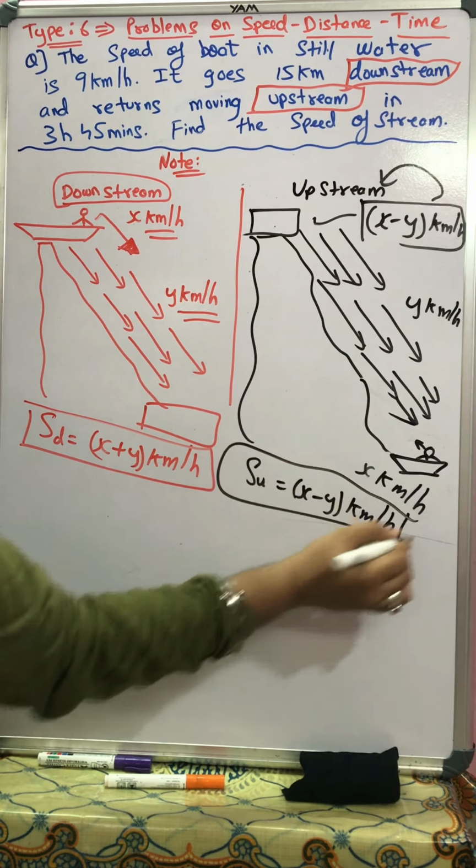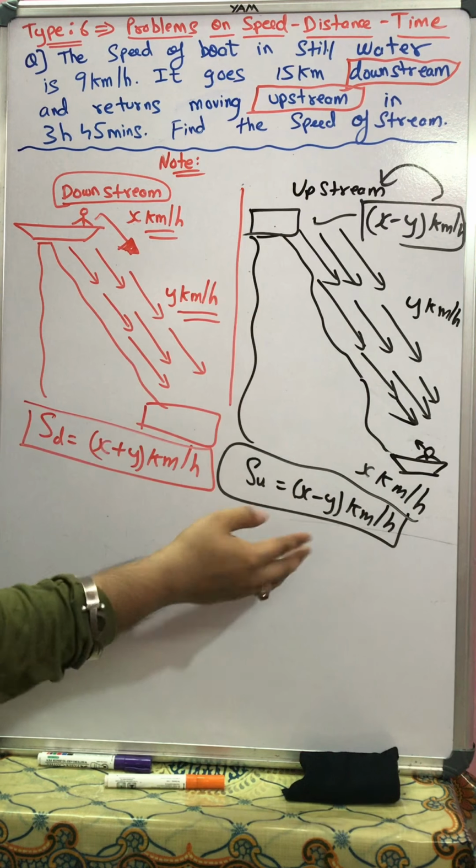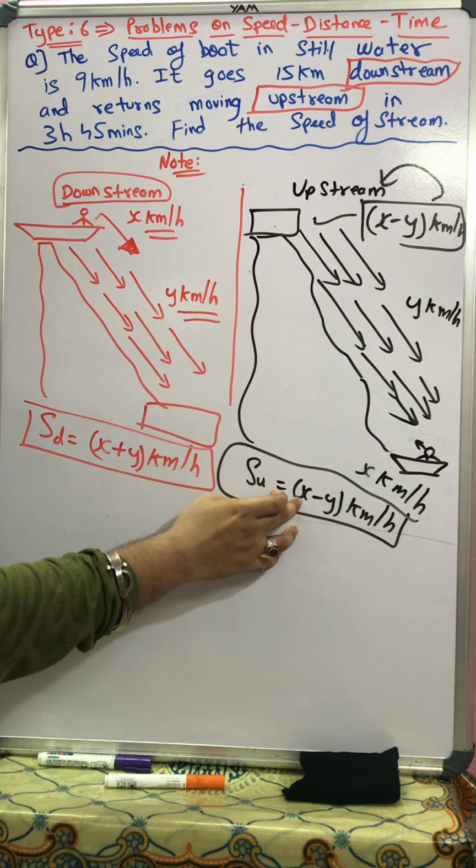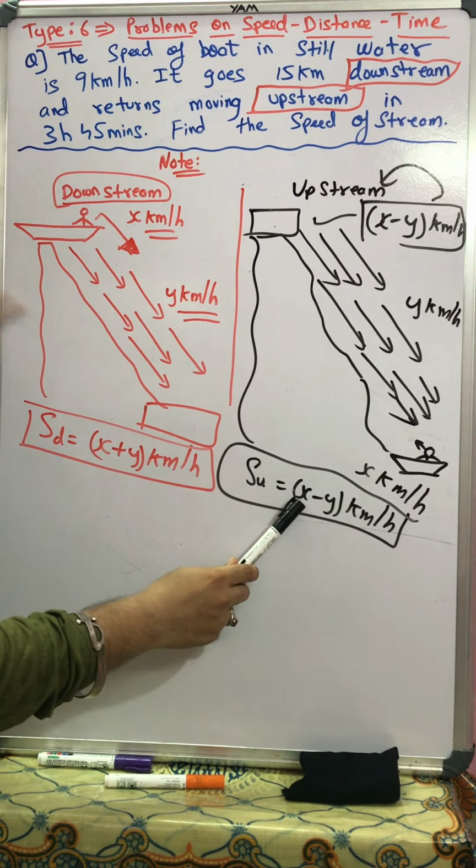x minus y. Why minus y? Because the force or pressure, in other words the speed exerted by the flow of water, was against my journey. So it was subtracted from my speed. But the speed of my boat was anyhow greater, that's why x minus y. x is the bigger quantity and y is smaller. x is your boat speed and y is your stream speed. x minus y. Please pause the video and start writing, students.